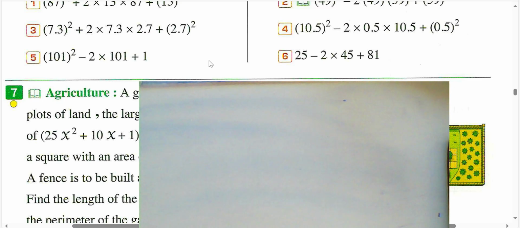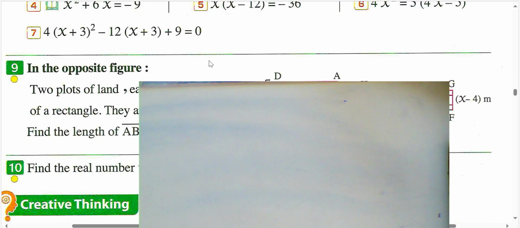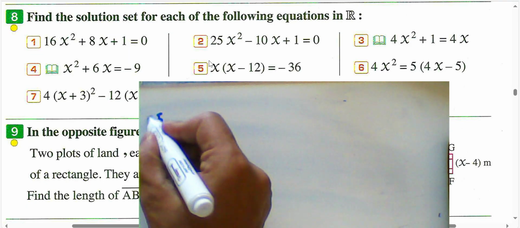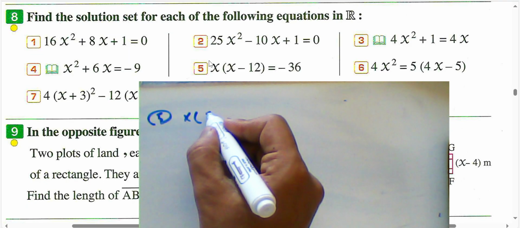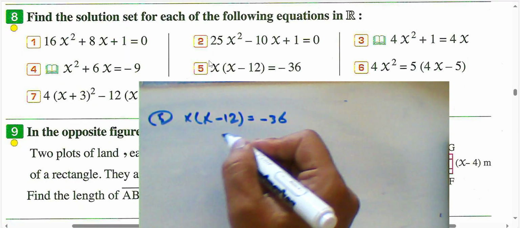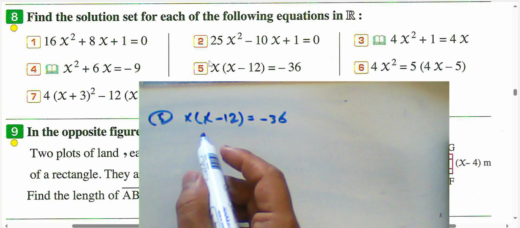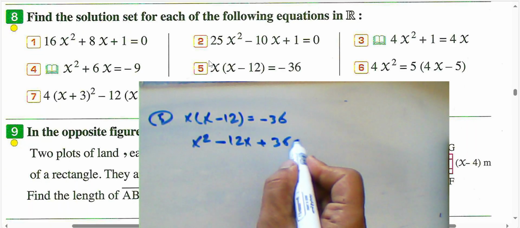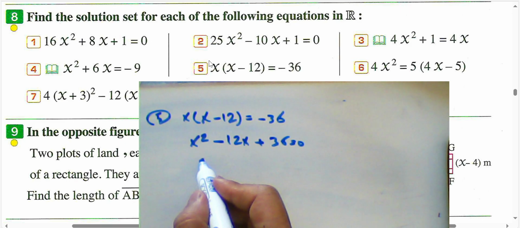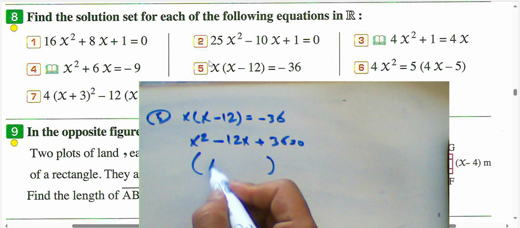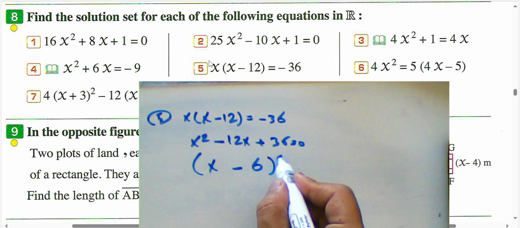Next question. Find the solution set of this equation. Question number 5: x product by x minus 12 equals negative 36. Using here distributive properties, x times x equals x power 2, 12 times x equals 12x, and then move 36 to left hand side. And then we can factorize this expression. We call it perfect square. Square root of the first and the third and the sign of the middle, all power 2 equals 0.